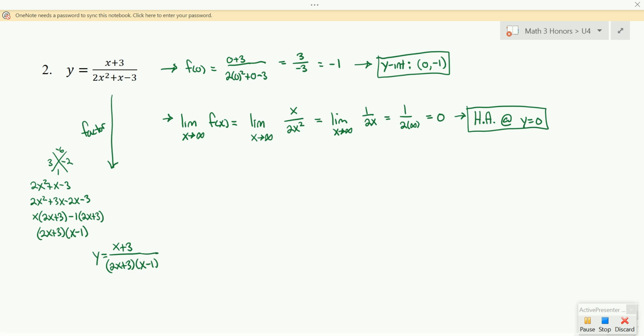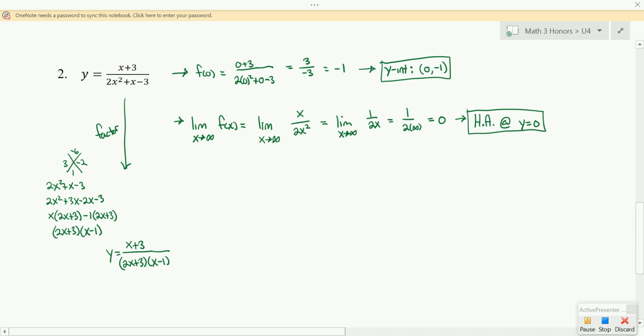When you factor it, it should look like that. So you can't take the shortcut with your factoring. Got to work through it. You get (x plus 3) over (2x plus 3)(x minus 1). Check if something reduces. Does anything reduce? No, and so that tells us what? No holes, so please state no holes, okay?